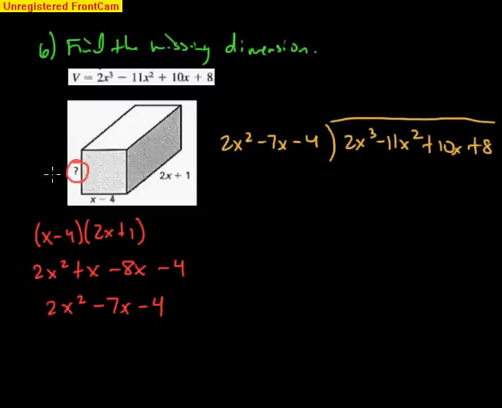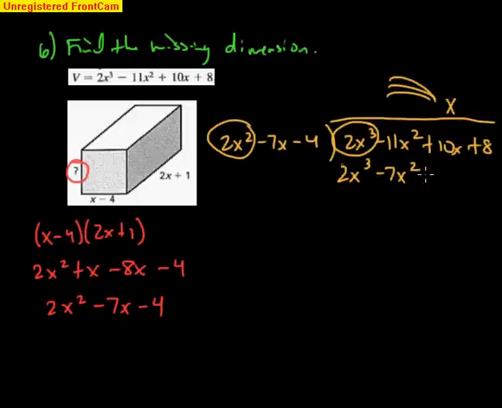Okay? So we're going to see how many times it goes into that. The answer is going to be our last dimension. Well, we ask ourselves, how do I make 2x squared become 2x cubed? That's the question. Well, it already has a 2. I just need another x. So I need to multiply by x. 1, 2, 3 terms affected. 1, 2, 3 terms is where it goes. And I do 1, 2, 3 distributions. 2x cubed minus 7x squared minus 4x.